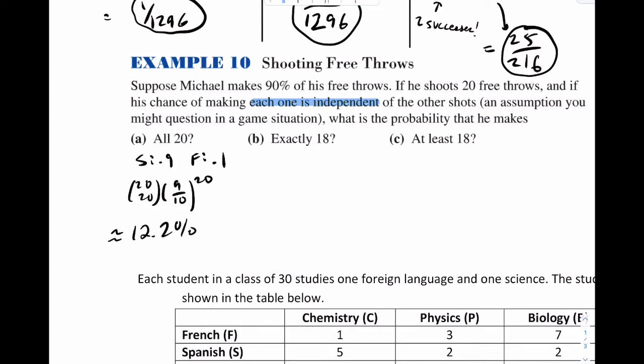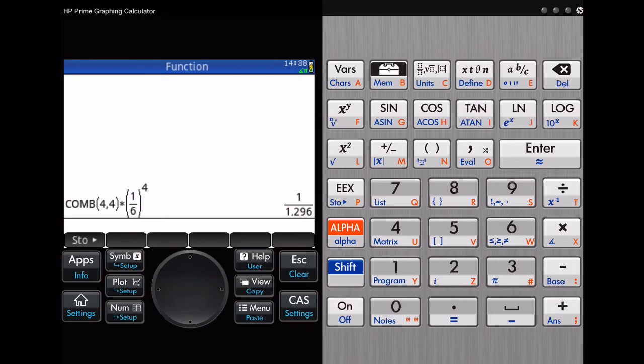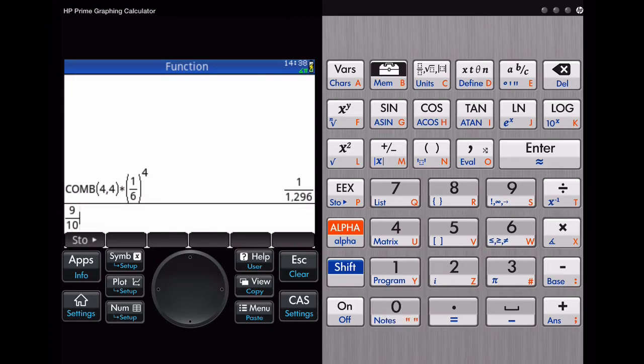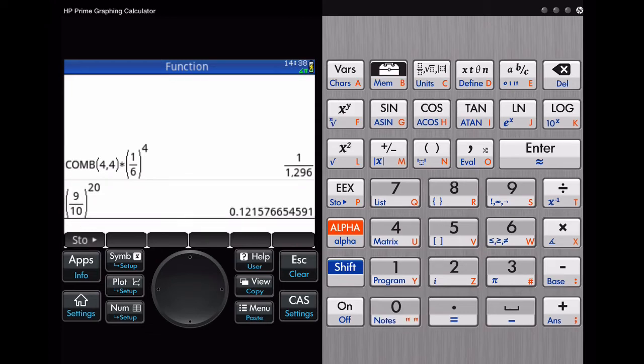12.2%. So for this one, when I show you the calculator, notice how when you put 9/10 to the 20th power, you get this. So this clearly, we could put this fraction, but because you're dealing with sports, we're going to actually just put the rounded percentage. So 12.2 is going to be fine here.